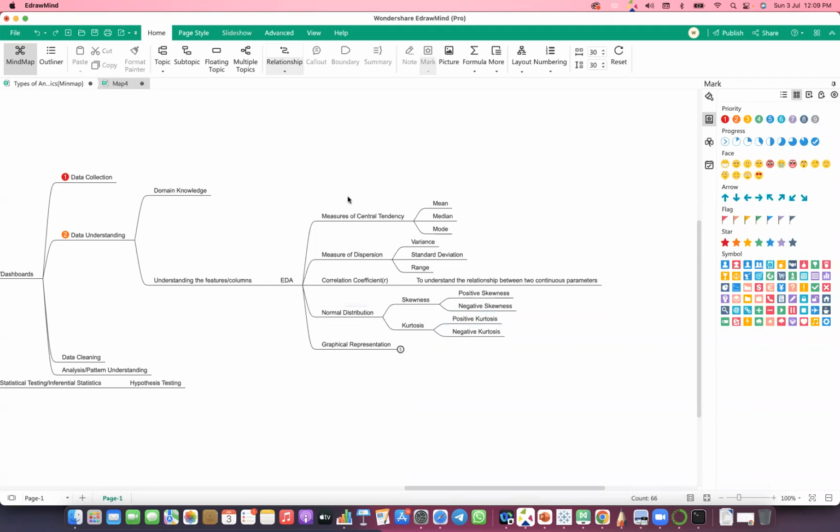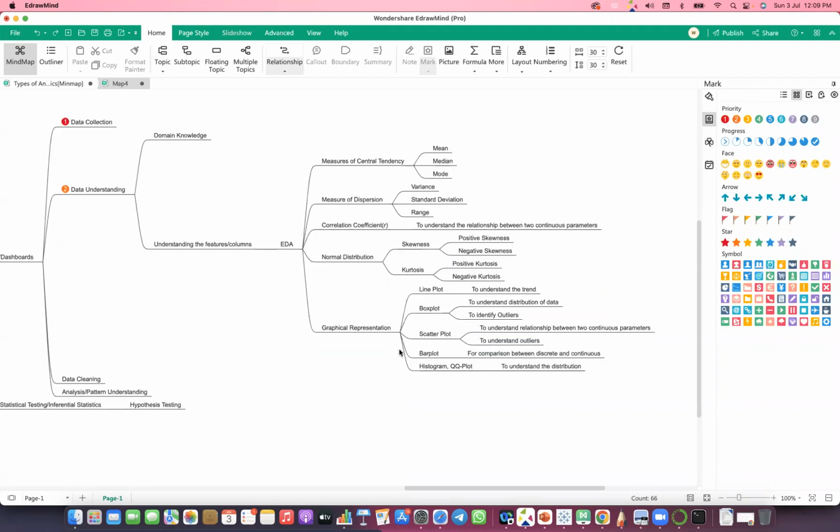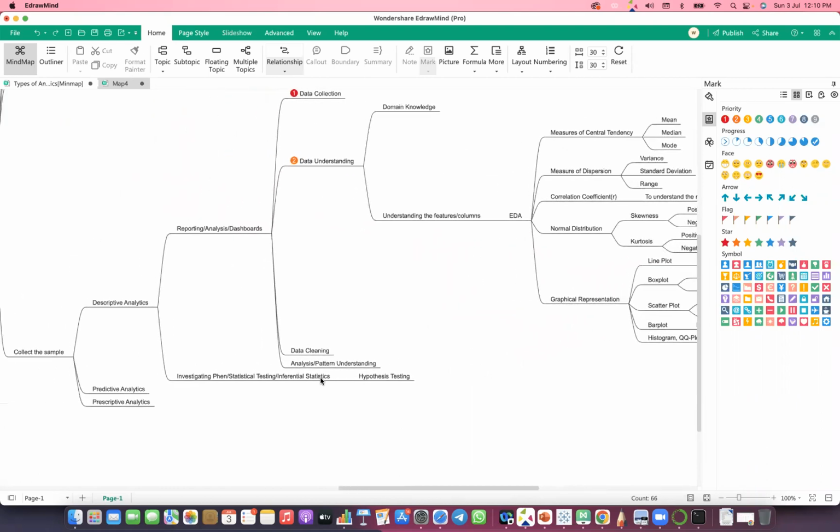Apart from these mathematical techniques, we have graphical techniques. To understand the trend of sales, or anything with respect to time, I use a line plot. To understand distribution and to identify outliers, we use a box plot. A scatter plot is used to understand the relationship between two continuous parameters, and also outliers. A bar plot is for comparison between discrete and continuous. Histogram and QQ plot are again used to understand distribution. So these are the things which we discussed today.